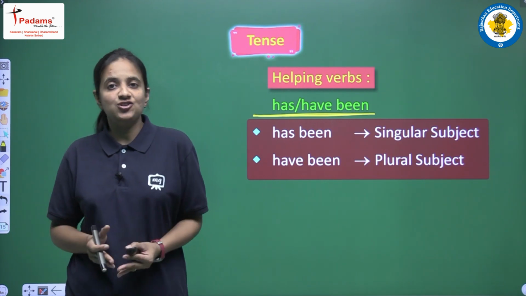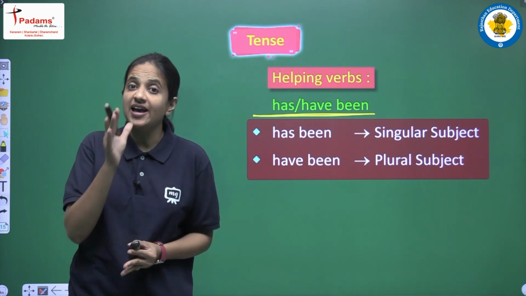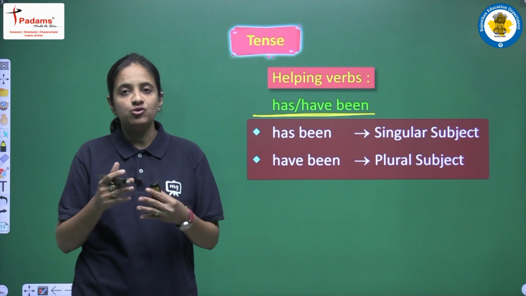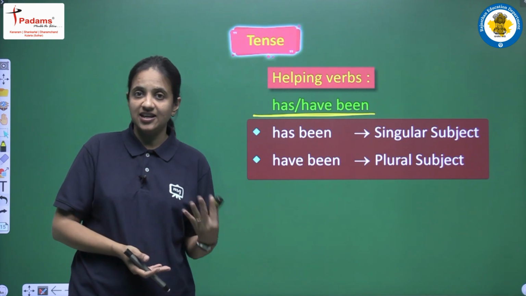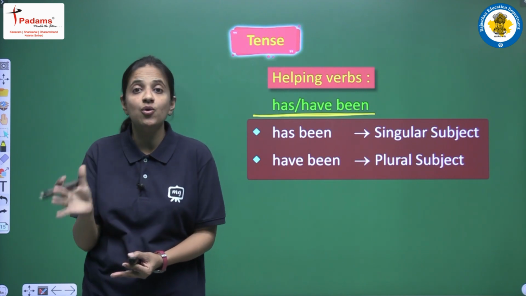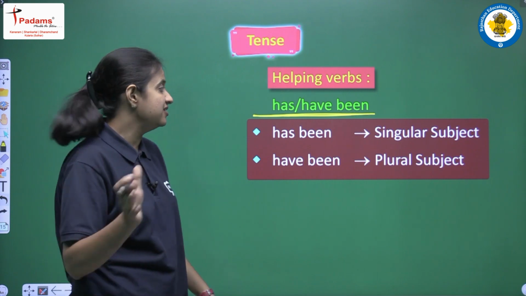Okay, so इससे पहले जो हमने tense करा था present perfect tense, उसमें helping verbs क्या थी? Has and have, right? And in present perfect continuous tense, we have to add been with has and have. So our helping verbs will be has been and have been. Okay, so we are having two helping verbs, has been and have been.